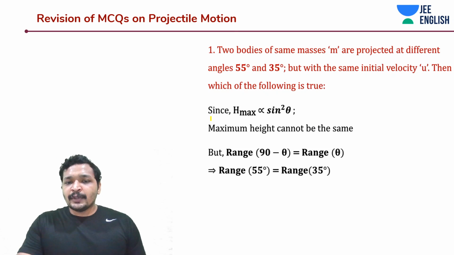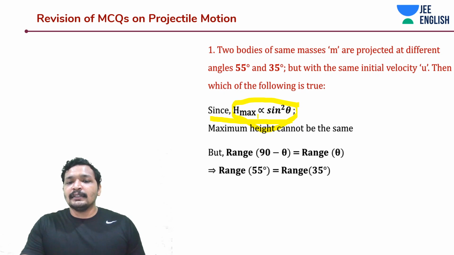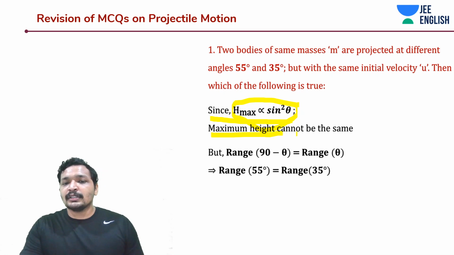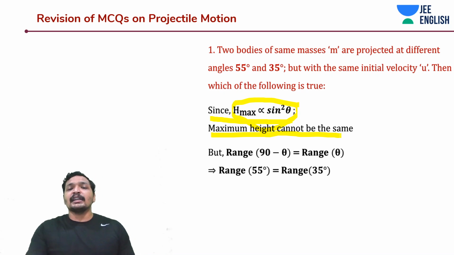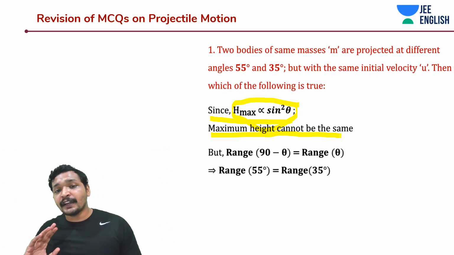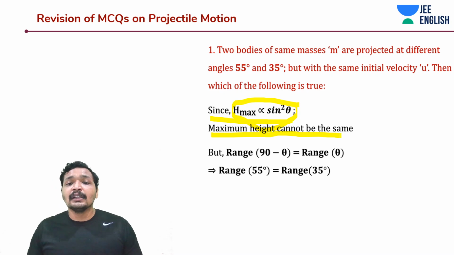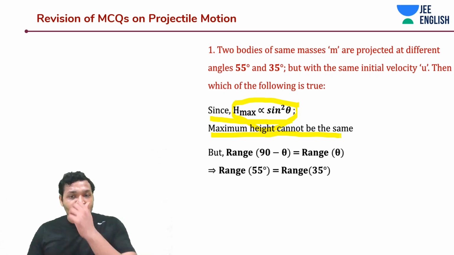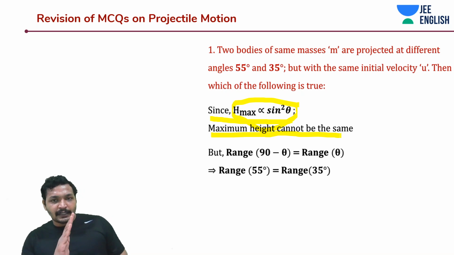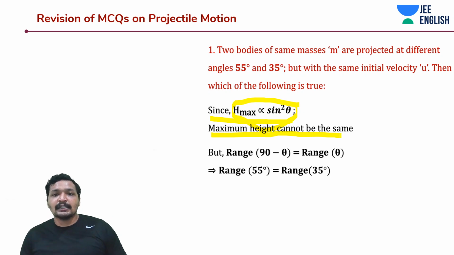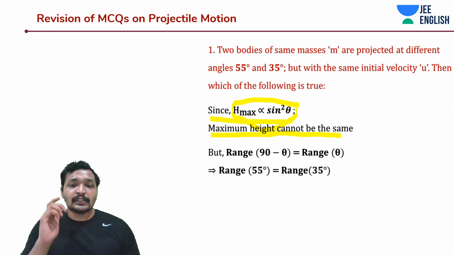We solved it conceptually. Now, H max is proportional to sine square theta, and the maximum height cannot be the same because H max is proportional to sine square theta. That means the body projected at 55 degrees is going to have more height. It's logical, right? I'm going to project at 55 degrees and I'm going to project at 35 degrees. Of course, they are going to have different heights, and the object projected at a greater angle has a greater height, and it also travels longer.